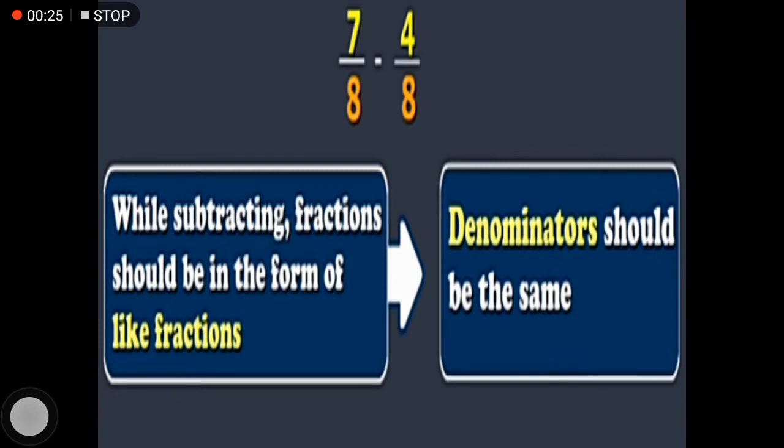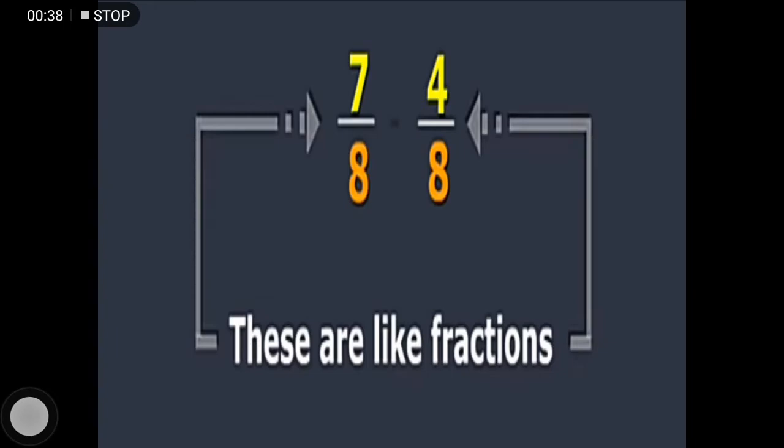While subtracting, we have to keep in our mind that the fractions should be in the form of like fractions. What does it mean? It means that denominators should be same as it is given in our example. So both the denominators are same, so that is why these fractions are like fractions, so we can perform subtraction easily.